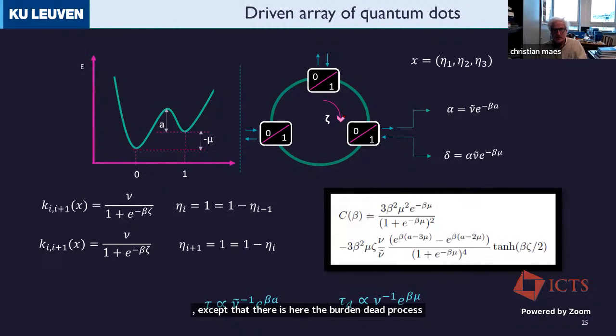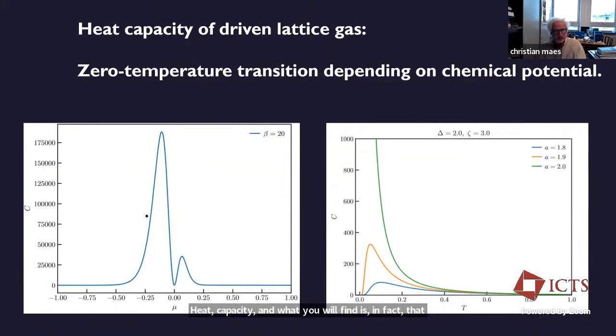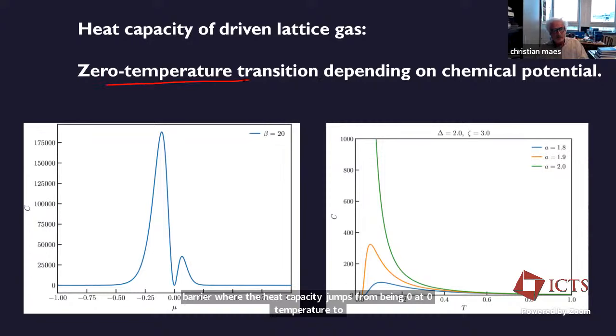So here also you can calculate the heat capacity. This is, for example, in a three-state system, but in fact you can do it for any size of the system, and you can get explicit formulas for the heat capacity and try to understand what is the sign of the heat capacity in the presence of the various parameters, like the chemical potential, the temperature, or the kinetic barrier, which is the A. And what you will find is, in fact, that at zero temperature, you get a phase transition, in the sense that if I look at the chemical potential, there will be regions, and they depend on the kinetic barrier, where the heat capacity jumps from being 0 at zero temperature to infinity at zero temperature. So you get an enormous zero temperature transition.